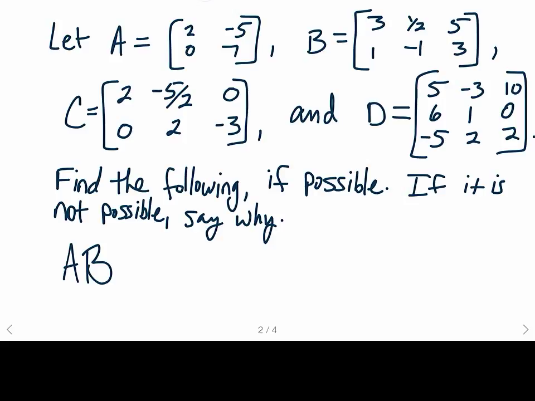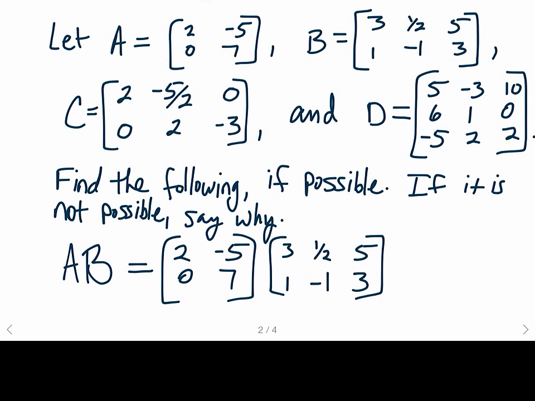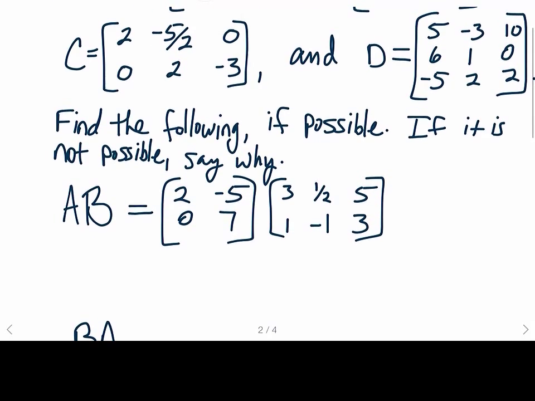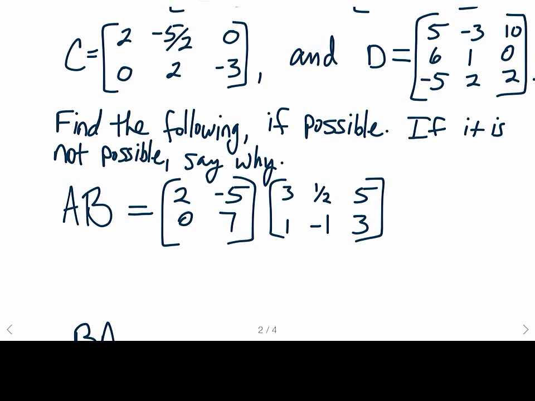First, we're looking at AB. Well, it's good form to go ahead and write them together, and I have a little bit of difficulty if I don't do that step. So let me write down the two matrices, A and B. Okay, so now I have A and B next to each other, 2, -5, 0, 7, and 3, 1/2, 5, 1, -1, 3. So remembering that we use the rows of the first matrix with the columns of the second matrix, I want you to go ahead and pause the video and multiply these out.